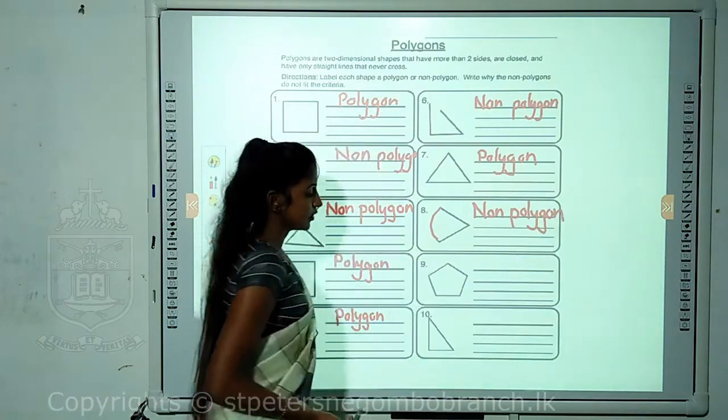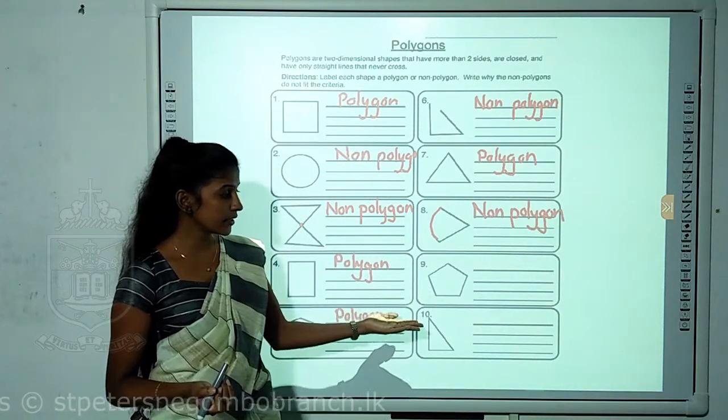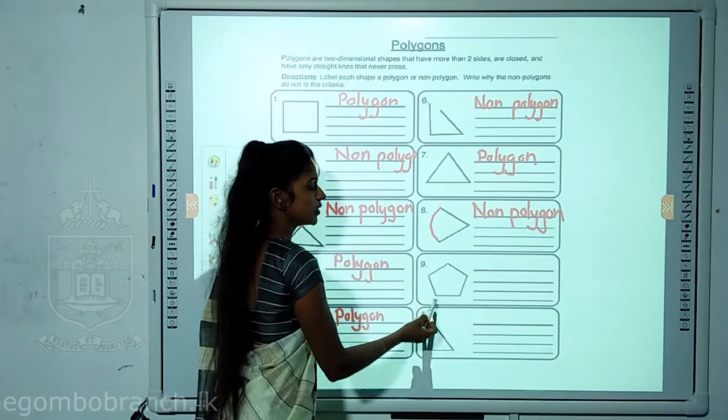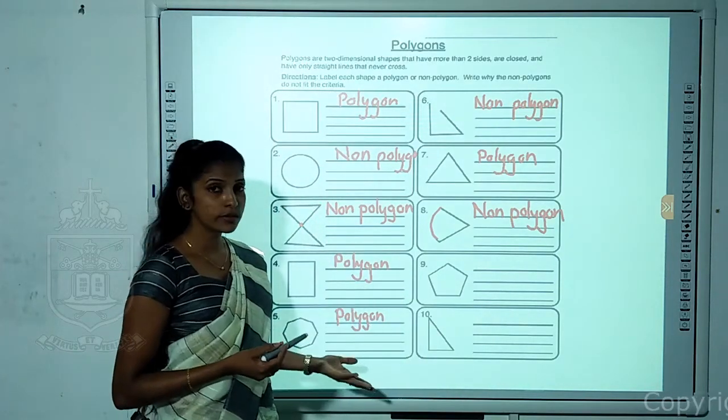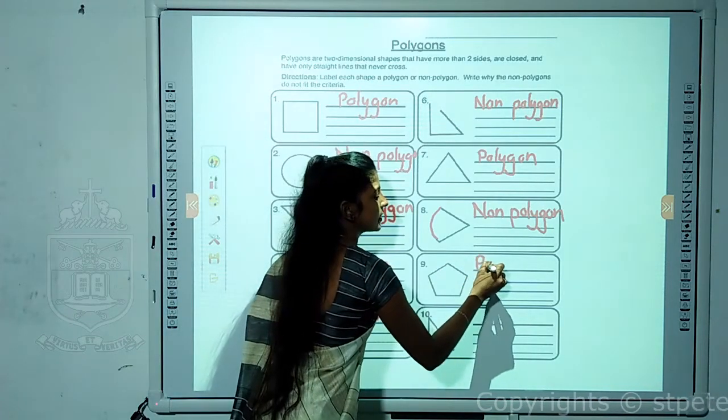And the last, not the last, the one before the last, here you all can see 5 sides are there. 1, 2, 3, 4, 5. So, all are straight lines and it's a closed one. Again, we can write it as a polygon.